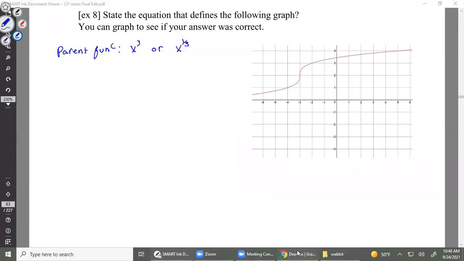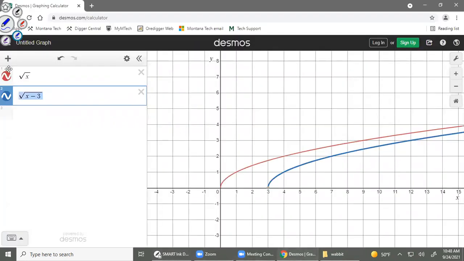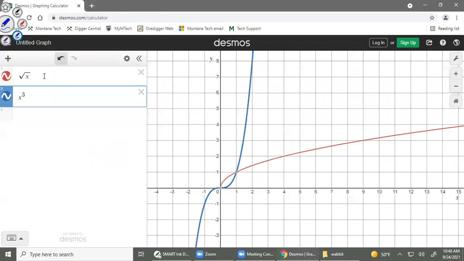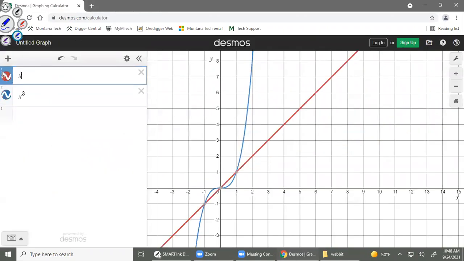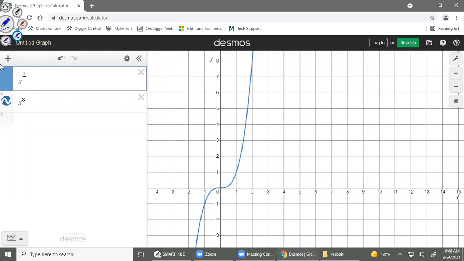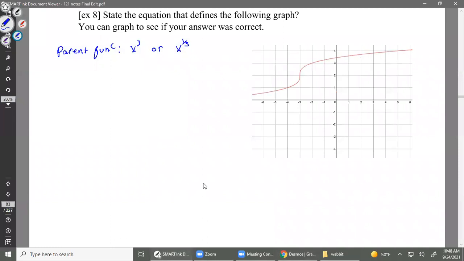So I'm going to go to Desmos and I'm going to type in x cubed into 1, and x to the 1/3 into the other. So does our graph look more like the red one or the blue one? The red one. So it's a cube root. So my parent function is y equals x to the 1/3.